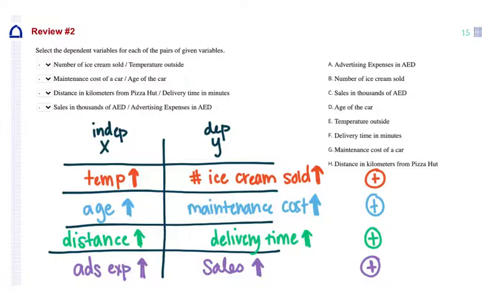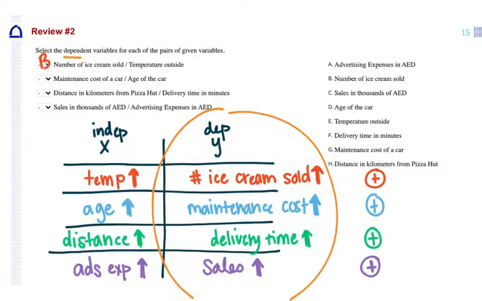But now we can go back to the actual question at hand, which was, what are the dependent variables? Well, those are the dependent variables. So the number of ice creams sold, that would be B. And the maintenance costs, that would be G. And the delivery time is what gets affected, so that would be F. And then lastly, the sales are what get affected, so that would be C.